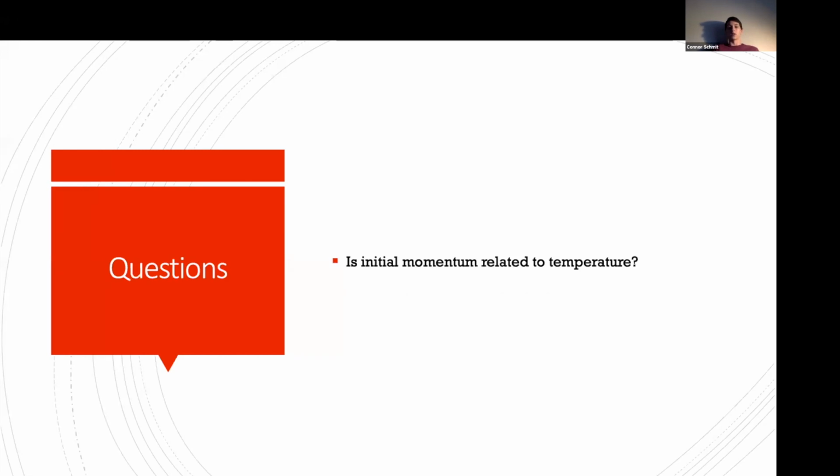And then questions. Before any questions are asked, there was a question asked to me about, is the initial momentum related to temperature? They both can be used to describe kinetic energy. Momentum squared over 2m describes the kinetic energy of a particle, or the electron, and then temperature is the average kinetic energy of the particles within the material.